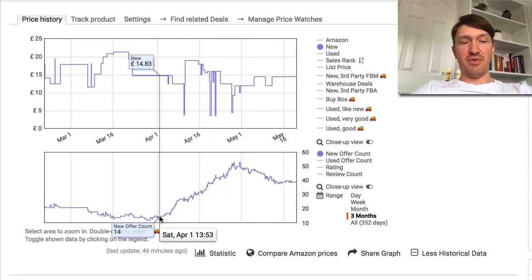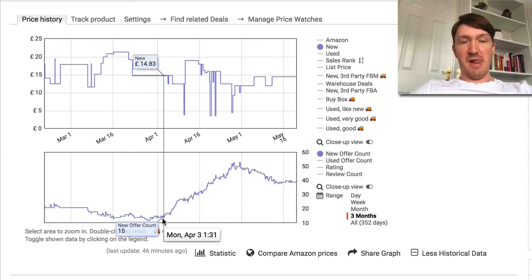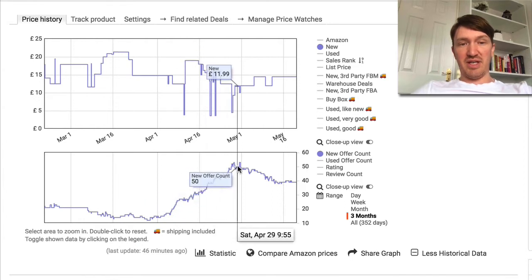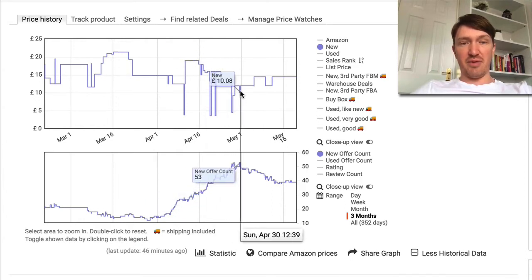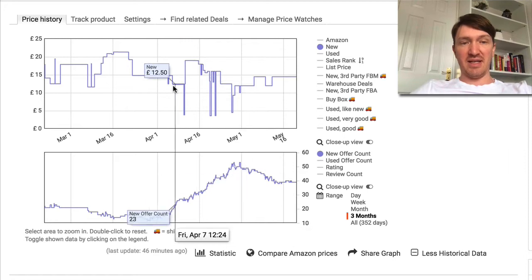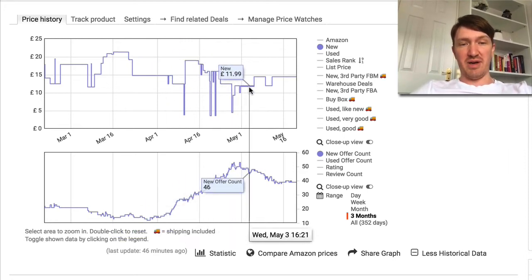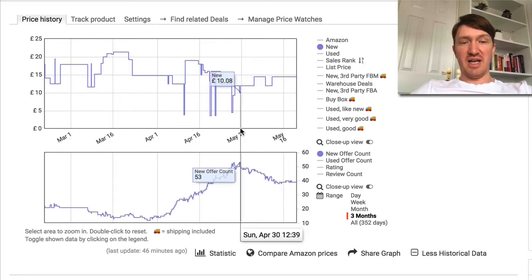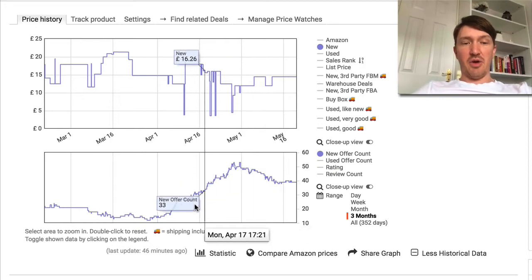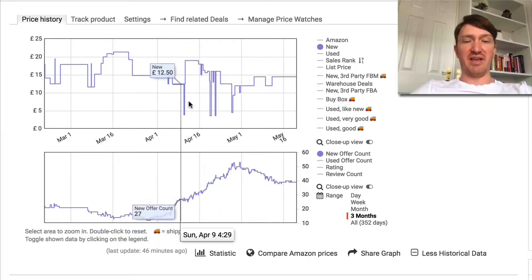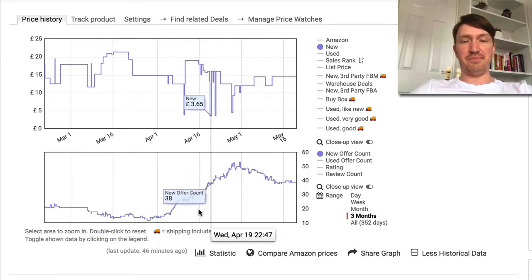So here we've got very few sellers relatively, and the price is 14.83. Then the sellers spike up to this point, and as you can see, the price is now more like 11.99. So it's gone from 14.83 to losing almost £3 off the price of the product, to 11.99. So this data and this data very much works together to give you a really good picture.